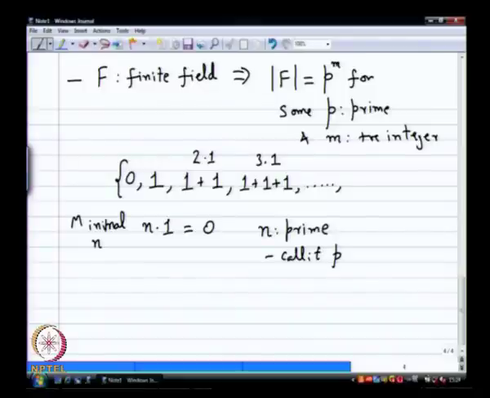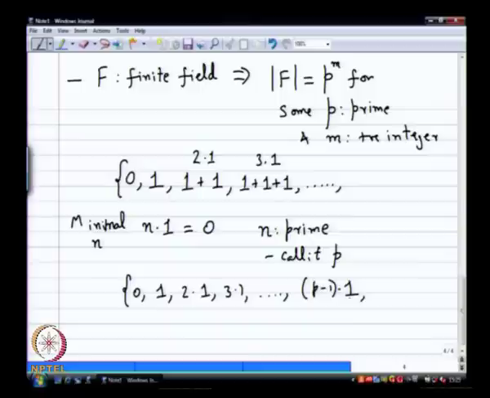Okay. It's also very common in fields to write 2 times 1 as 2 itself. Okay. So you don't have to say it's 2 times 1, you can say it's 2. Okay. So now just because I said F is finite, I already know F has elements of the form 0, 1, 2 times 1, 3 times 1, all the way to p minus 1 times 1, and then p times 1 it won't have, p times 1 it comes back to 0. Okay. So maybe some other elements.